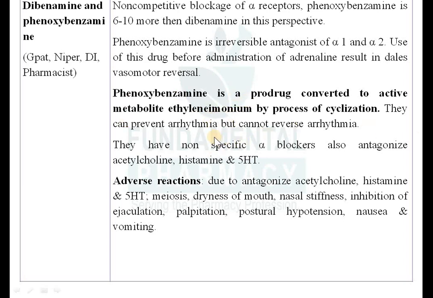Okay, so these drugs can prevent the arrhythmia, but they cannot reverse the arrhythmia. They have non-specific alpha blockage, and in addition to alpha blockage, they also antagonize the actions of acetylcholine, histamine, and 5-hydroxytryptamine. Means they are blocking alpha 1, alpha 2 receptors, but in addition to that, they are blocking other neurotransmitters also. Okay. So what are their adverse reactions? Due to antagonism of acetylcholine, histamine and 5-hydroxytryptamine.